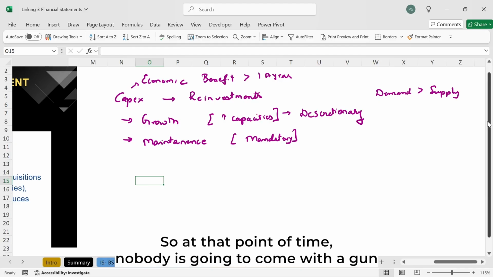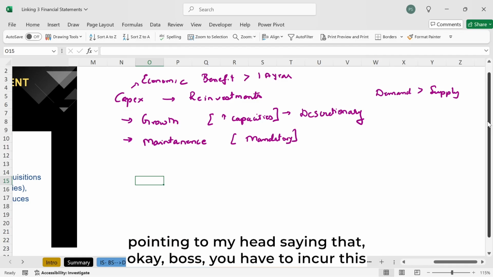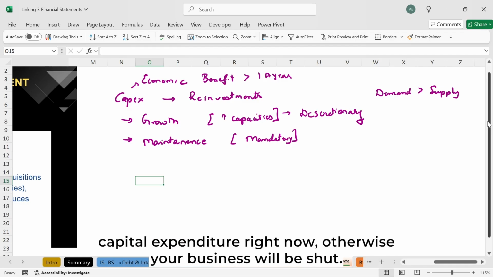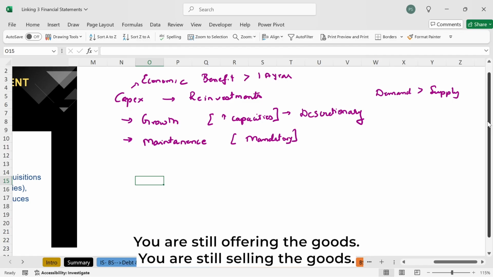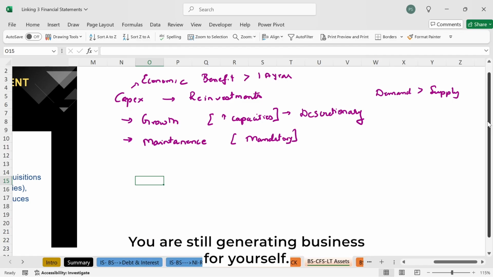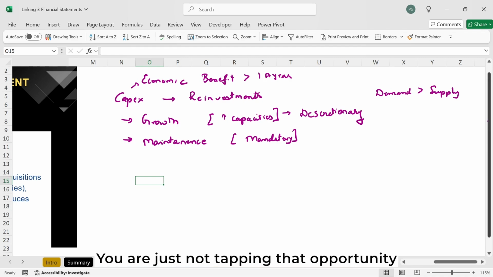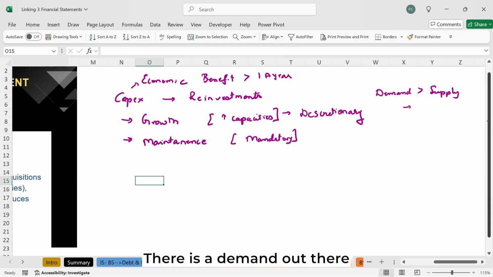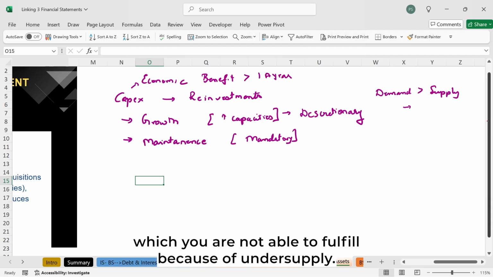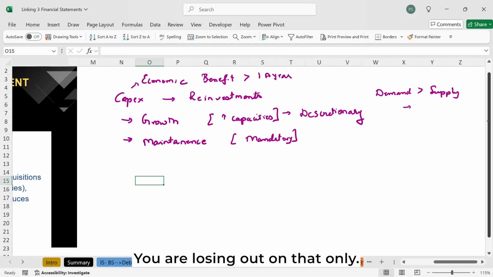So at that point of time, nobody is going to come with a gun pointing to my head saying that, okay, boss, you have to incur this capital expenditure right now, otherwise your business will be shut. No, that is not happening. Even if you do not incur that growth capex right now, you are still producing, you're still offering the goods, you're still selling the goods, you're still generating business for yourself. You're just not tapping that opportunity. There's a demand out there which you're not able to fulfill because of undersupply. You're losing out on only that part.